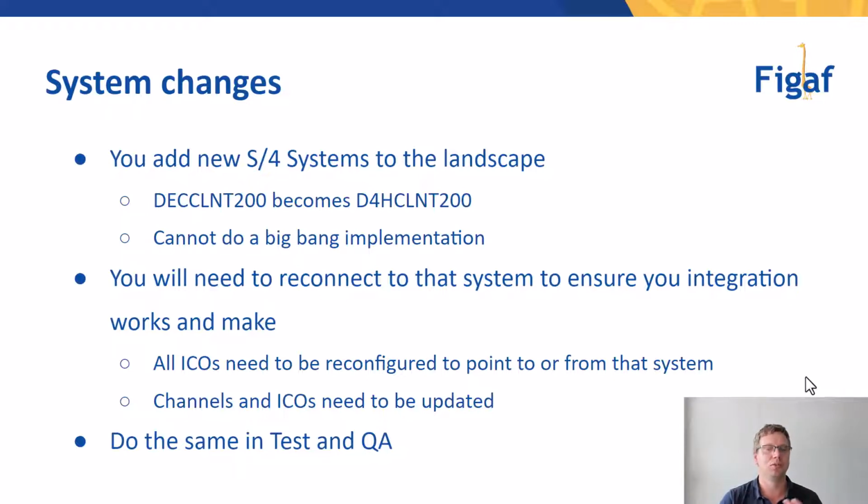And to do that, you would need to reconnect the systems, rewire all the landscapes. And yeah, all ICOs need to be reconfigured, etc. And you need to do the same in the test with both test QA on whatever landscapes that you have. This is one of the challenges some of our customers have when they are dealing with the problems of this kind.